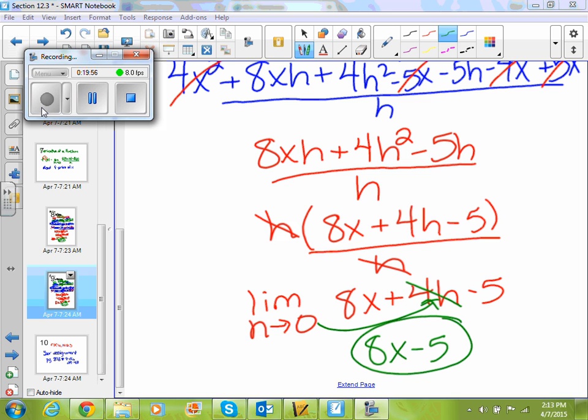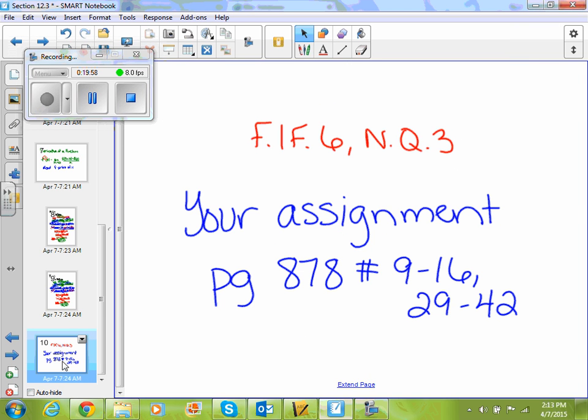Okay, so we're going to work through 9 through 16, 29 through 42.